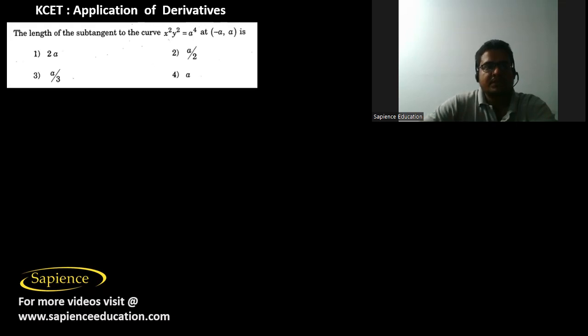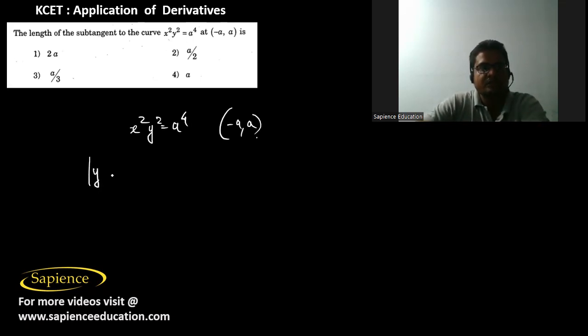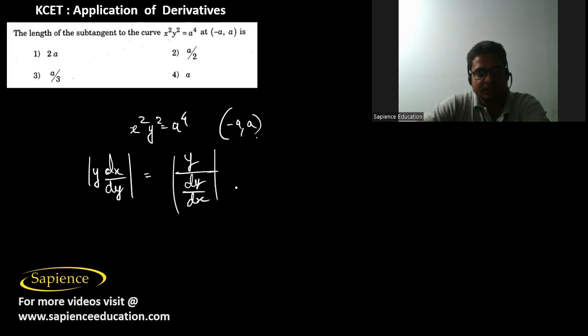Then length of the subtangent to the curve x square y square equal to a power 4 at minus a comma a is given as, okay. So the length of subtangent is given as mod of y into dx by dy, or I can say it's equal to mod of y by dy by dx. So now here we have to find dy by dx.